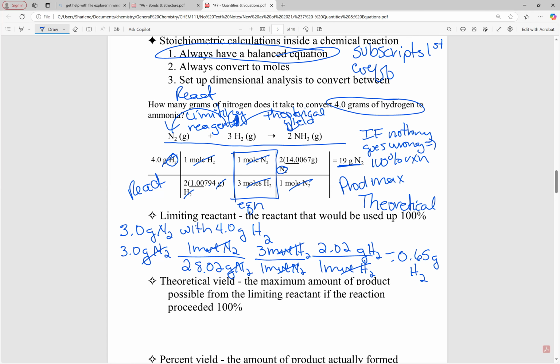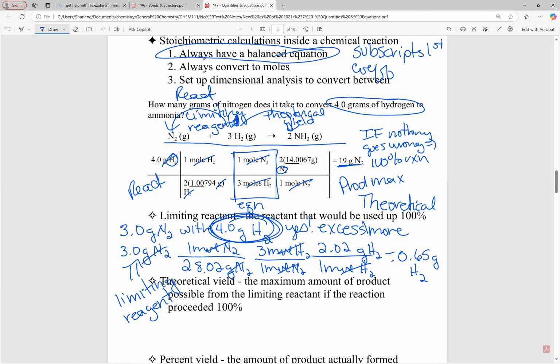Do I have that much? Yes. I have excess. I have more than I need. So who's going to limit? My nitrogen is the limiting reagent or limiting reactant. So which one would I use to figure out my theoretical yield? You always use the limiter.